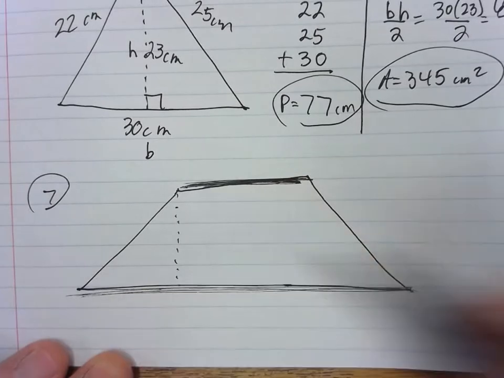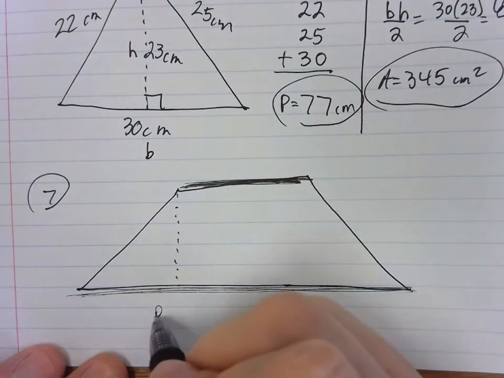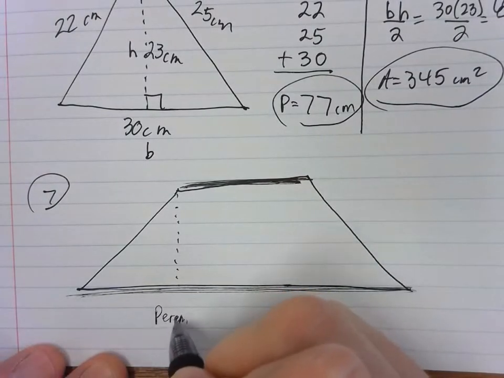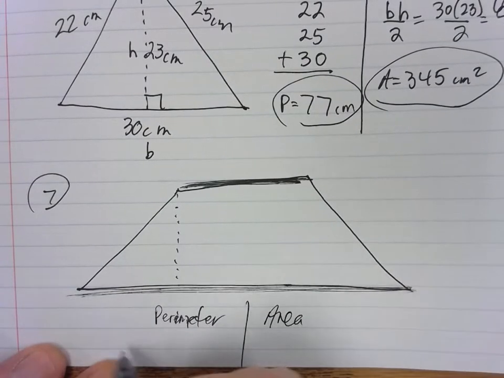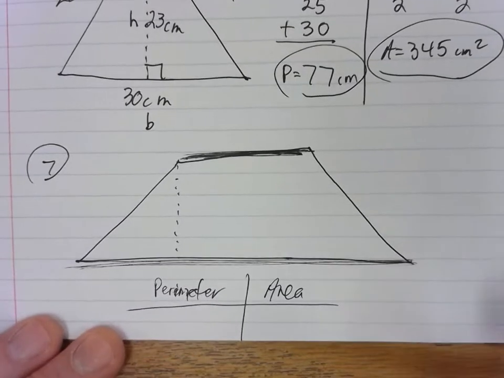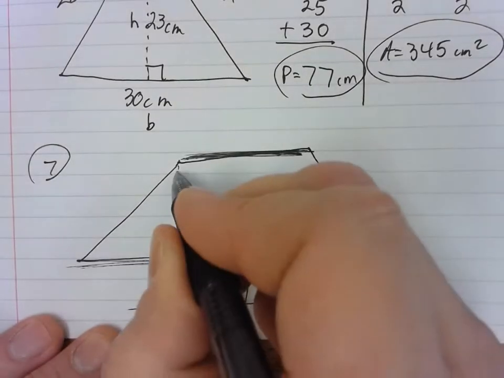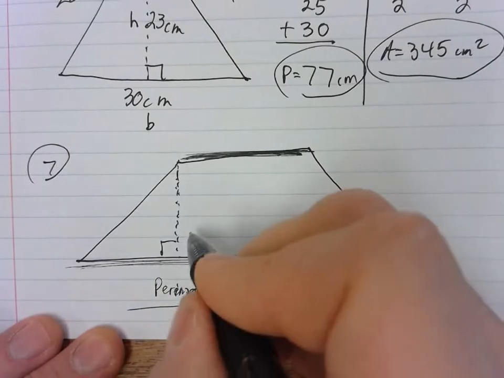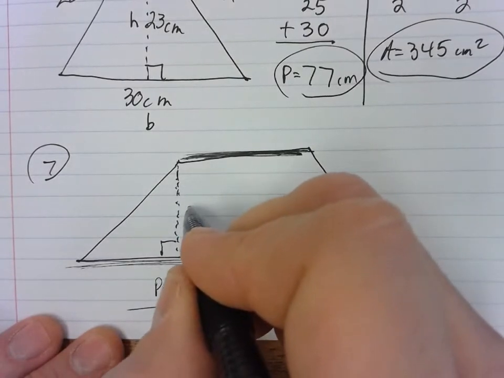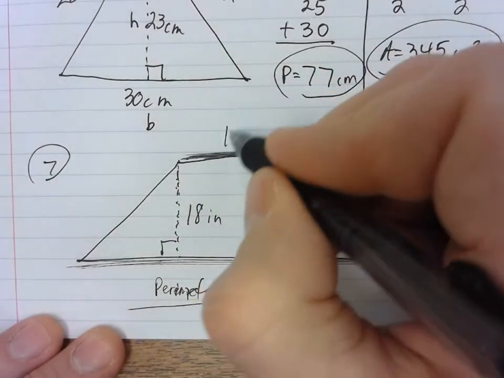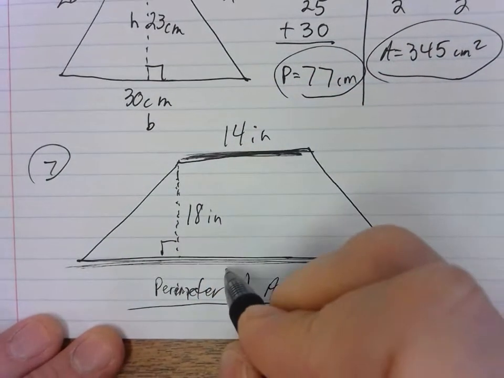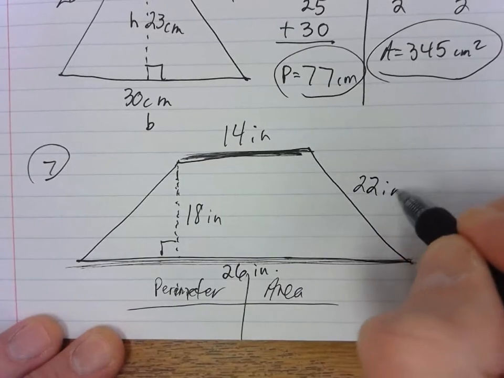So we're going to do the same thing here. We're going to do the perimeter, and we're going to do the area, and we'll do those down there. Again, you've got your little right angle, which of course is the height. Let's say the height here is 18 inches. Up here, let's say you have 14 inches for that base. Here you have, let's say, 26 inches, and over here you have 22 inches, and on the other side 22 inches.